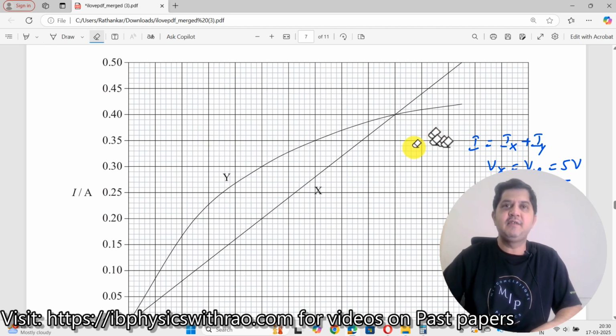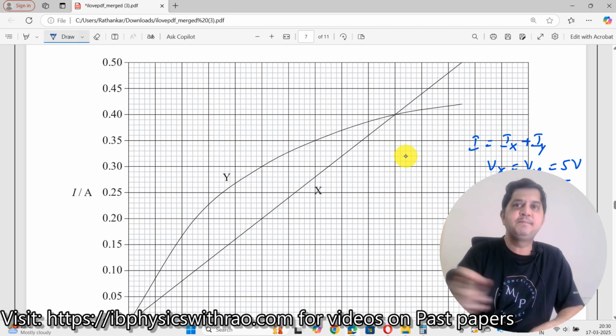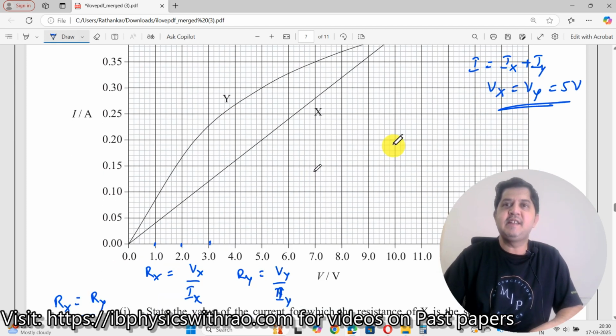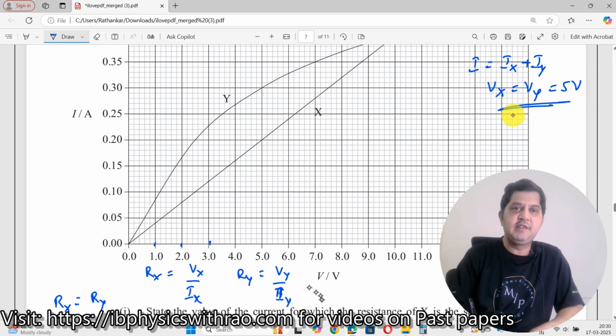Okay, now we have this much, and now what do we do? When Vx equal to Vy equal to 5 volt. You see, this is common: Vx equal to Vy equal to 5 volt. If I take Vx equal to Vy equal to 5 volt, where is it? It's at this point. What is this V here?